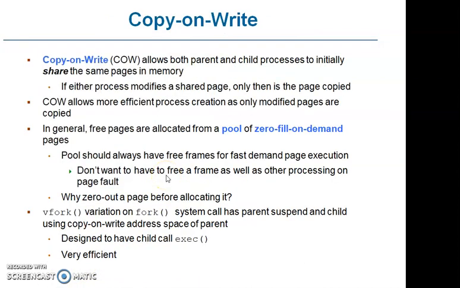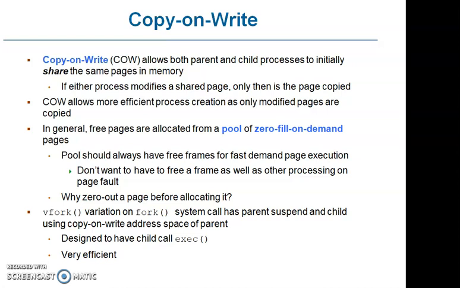Let us understand copy on write, or COW. Copy on write allows both parent and child processes to initially share the same pages in memory. That is, when the parent process executes the system call fork, a new child process is created, and initially the parent and child can share the entire memory before the parent or child calls any program to separate these memory areas. If either process modifies a shared page, only then is the page copied. COW allows more efficient process creation as only modified pages are copied.